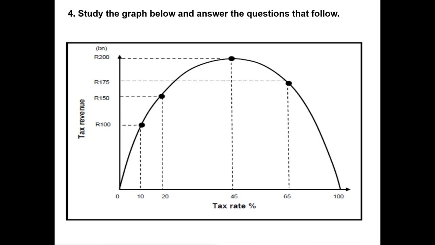Just imagine yourself in the situation, if you are earning a salary of, let's say, 10,000 rand per month, and the tax rate is 100%, that means your whole salary, you will pay for tax. So there's no incentive, you will not be motivated to go out and make your labor available, because you will have no income. So basically, everything will go towards tax, right? So if the tax rate is 100%, government revenue is zero.